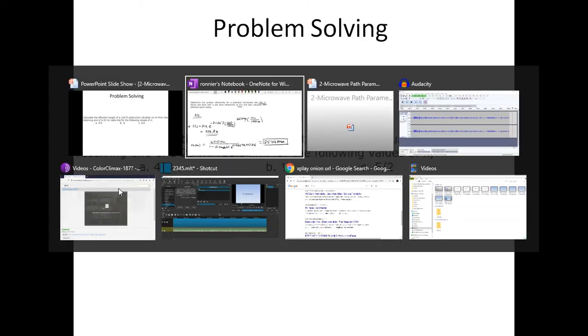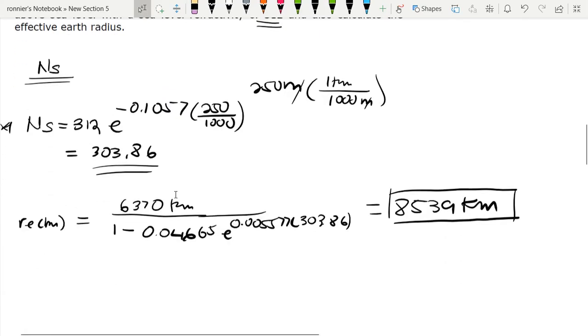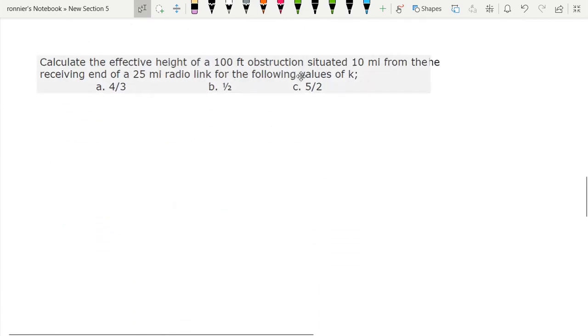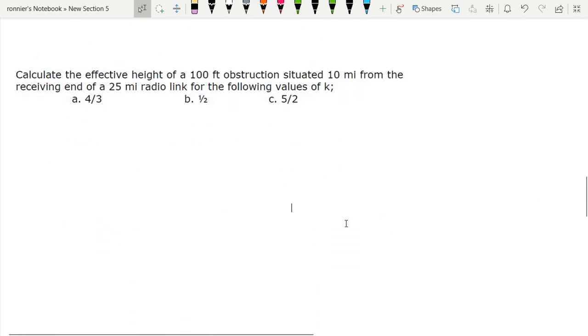Balik tayo dun sa software na ginagamit ko for writing a solution. So, calculate the effective height of a 100 feet obstruction situated 10 miles from the receiving end of a 25-mile radio link for the following values of K. Yan pala, may binigay pang mga values ng K. So, effective height, no? Wala namang formula pala na binigay na effective height.